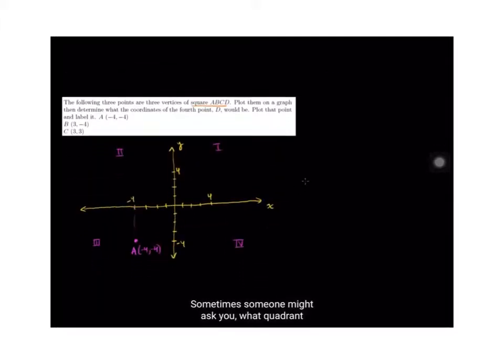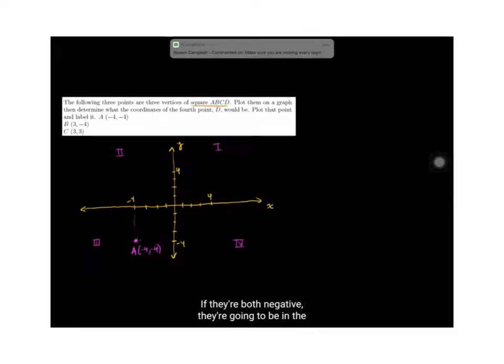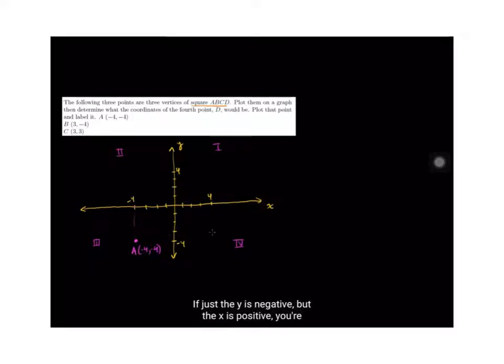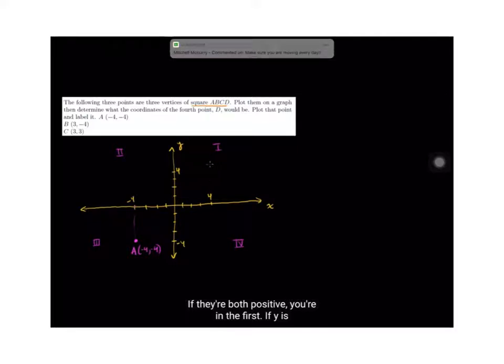Sometimes someone might ask you, what quadrant is that point in? And you just say, oh, okay, I see. If they're both negative, they're going to be in the third quadrant. If just the y is negative, but the x is positive, you're going to be in the fourth. If they're both positive, you're in the first. If y is positive, but x is negative, you're in the second. And we'll talk a little bit about that as we plot these points.